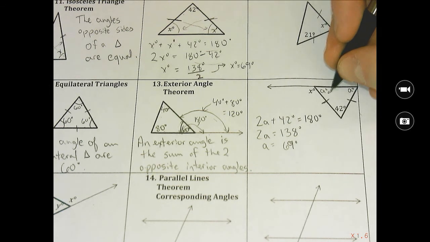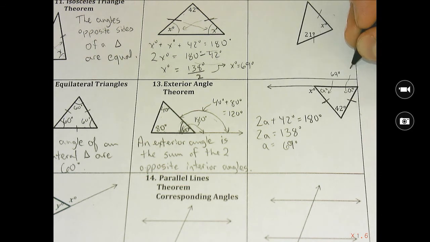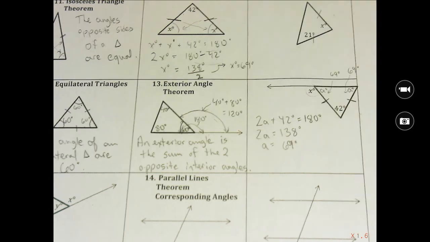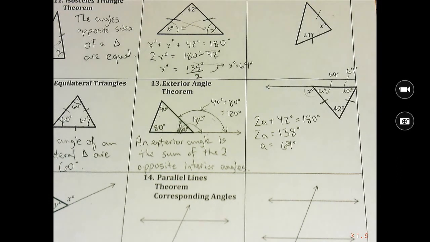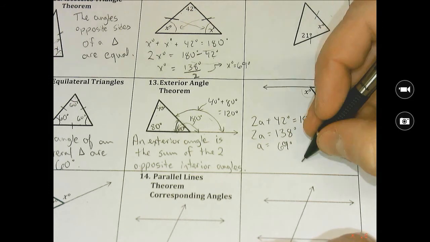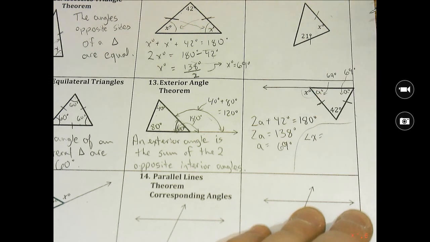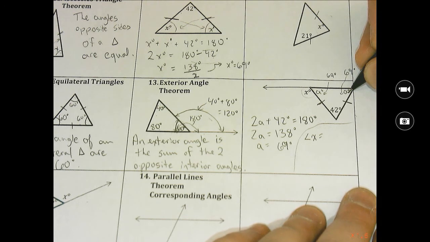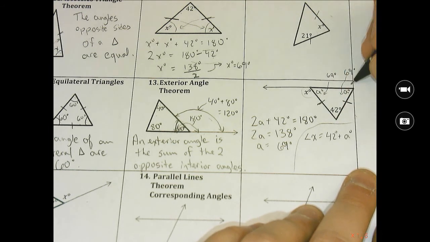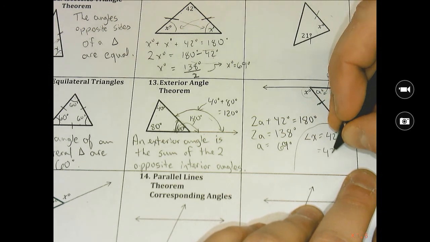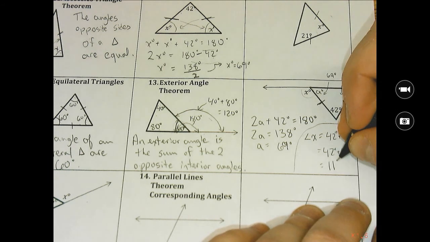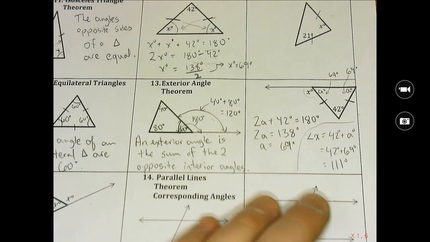So now what I can do is fill in, I know that this is 69 degrees, and this is 69 degrees. My exterior angle, right here, angle X, there's a few ways of looking at it, but I'm going to use the exterior angle property. Angle X is going to equal 42 plus this. That's my exterior angle property here. So 42 degrees plus A degrees. And I know that A is 69. So I can do 42 plus 69. And that will simply equal 111 degrees.